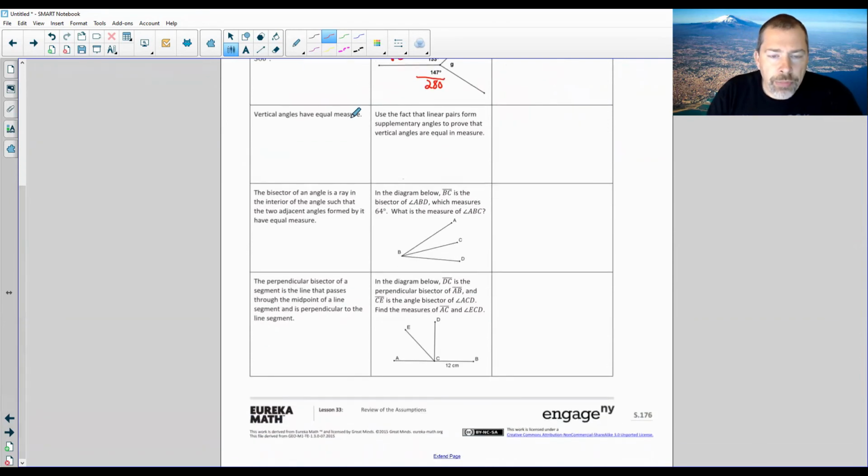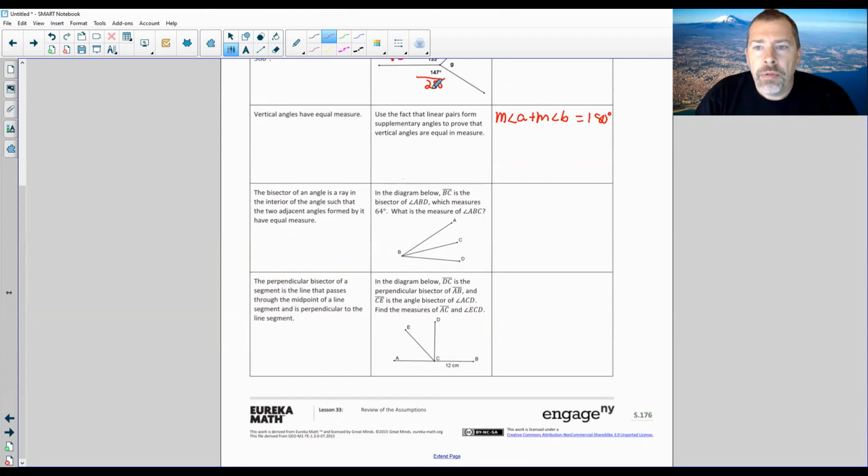Vertical angles have equal measures. Use the fact that linear pairs form supplementary angles to prove that vertical angles are equal in measure. So you could say the measure of angle A plus the measure of angle B equals 180 degrees.